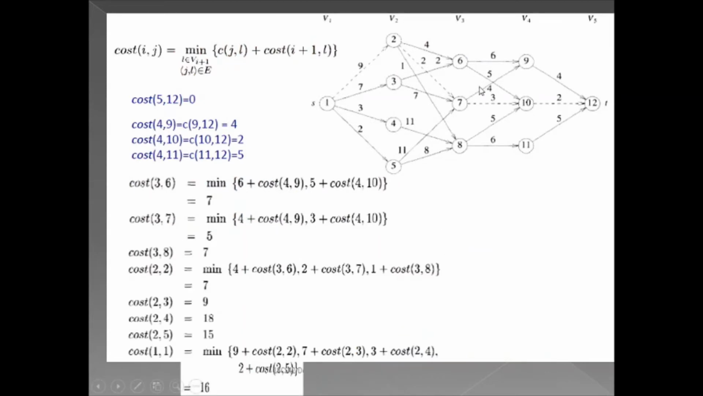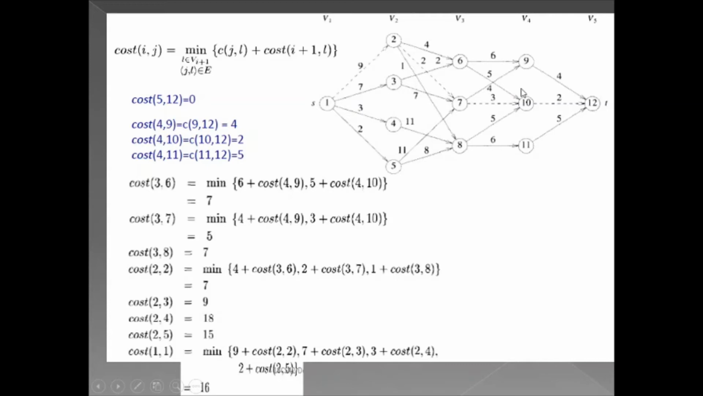So let us solve this problem. Here we are considering this first vertex as the source and this 12th vertex as the destination. Here cost of i j is equal to the minimum of c j comma l plus cost of i plus 1 comma l. As we are considering the forward approach, we are going to start from vertex number 12, as it is itself the destination. So we are going to write cost of 5 comma 12 is equal to 0. Here 5 represents the stage number and 12 is the node itself.